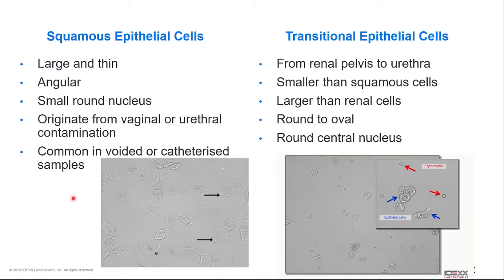So infections can increase their numbers. It can also be increased with neoplasia, but we will identify these cells in normal cats in both free catch and catheterized samples.